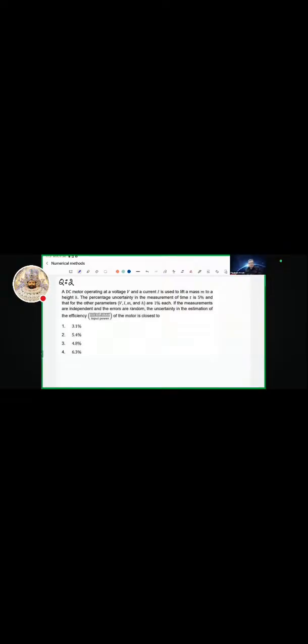Perfect. Let's do the question. A DC motor operating at voltage V and current I is used to lift a mass. What is this motor doing? Lifting the mass. Mass is M, and it is lifted up to height h. So basically this was your mass and this was lifted up to height h.